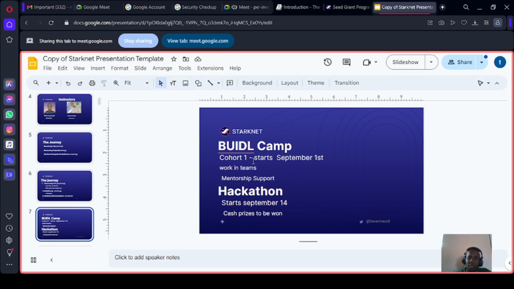Our build camp starts on September 1st. You'll be required to work in teams to develop the project, and you will have access to mentorship support from experienced Starknet developers. Our hackathon is scheduled to start on September 14th, and it will run for a period of 1 week. During the hackathon, there shall be cash prizes to be won.